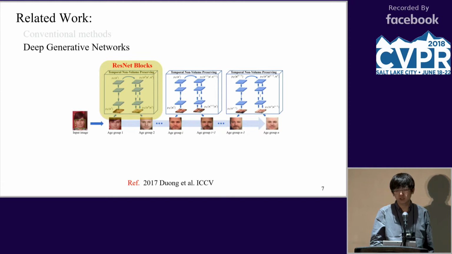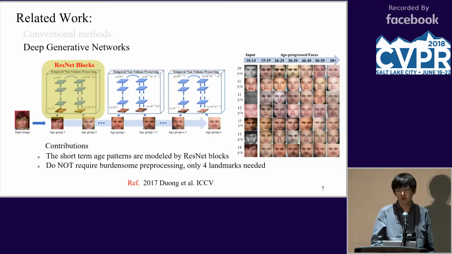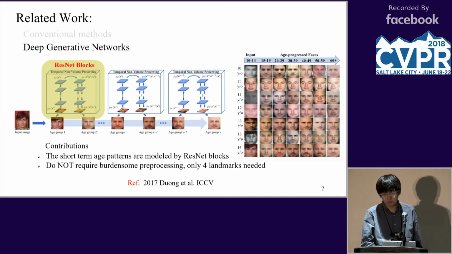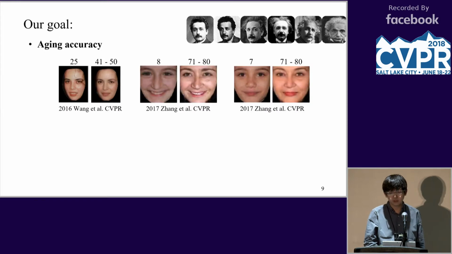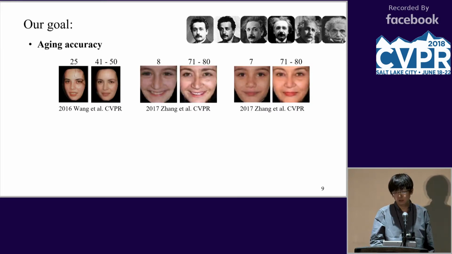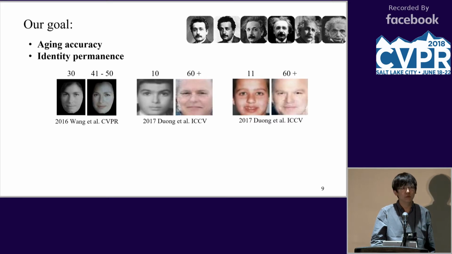In ICCV 2017, the short-term age progression is modeled by individual residual blocks, and the long-term synthesis is reached by chaining short-term stages. It doesn't require burdensome pre-processing, and only 4 landmarks are needed. Although performance is greatly improved, the two basic requirements, namely aging accuracy and identity permanence, are not perfectly handled in those deep learning methods. For example, sometimes the textures synthesized are not as old as we expect, and sometimes the identity information seems lost.